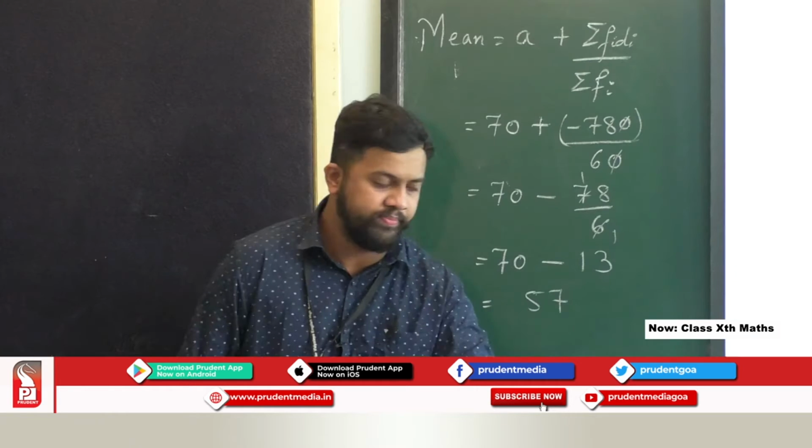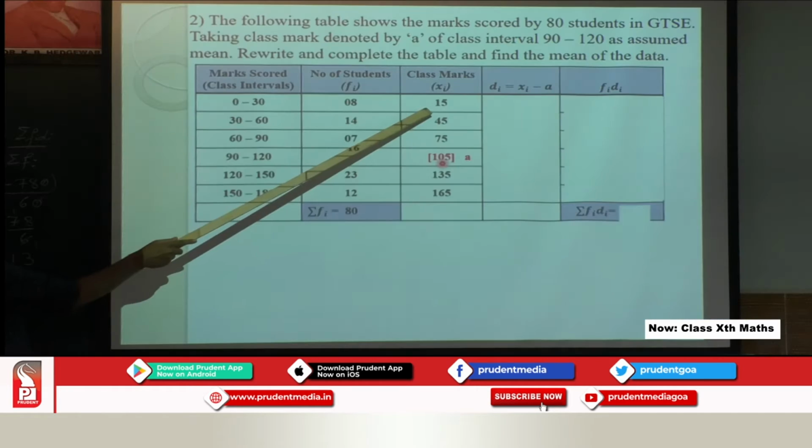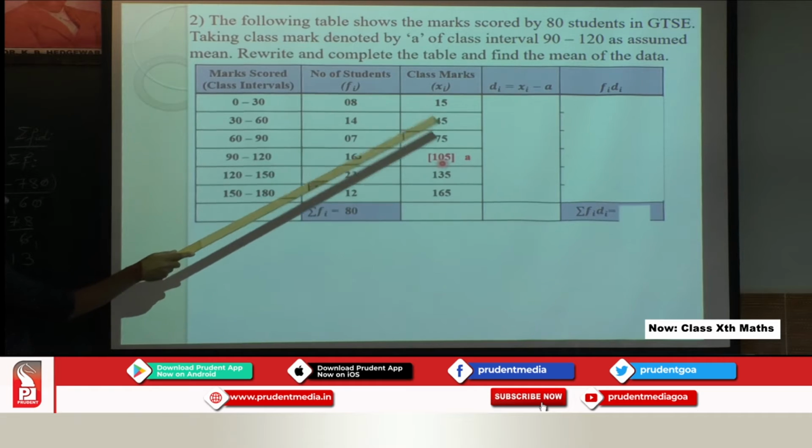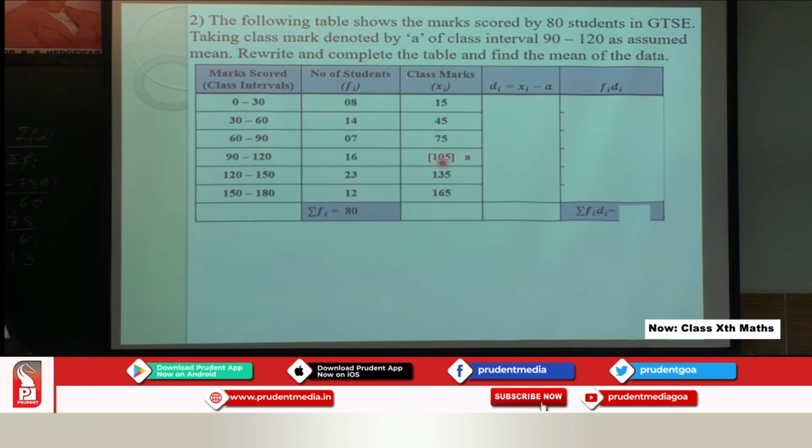Next is to find the deviation. Let's subtract the numbers now. 15 minus 105, 45 minus 105, 75 minus 105, and you'll get these numbers. The first one is minus 90, the second is minus 60, the third is minus 30, 105 minus 105 will be 0, then 30, 60. You are familiar with how to find xi. The formula is upper limit plus lower limit divided by 2. Once you have xi, you can easily find the deviation, that is di. di is xi minus A.